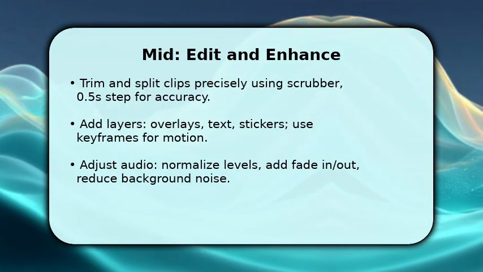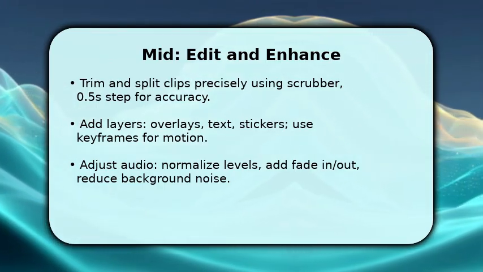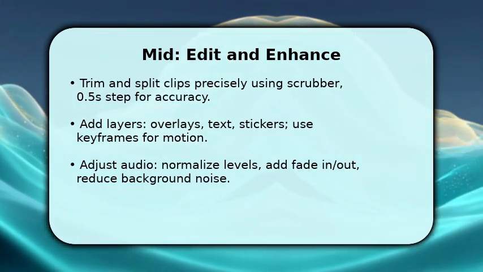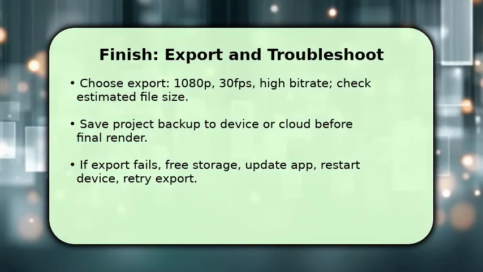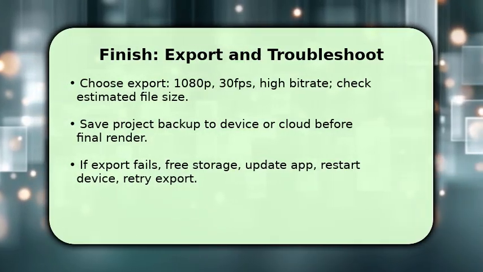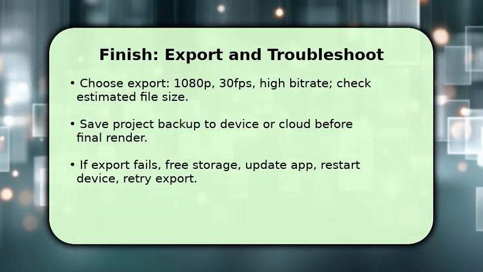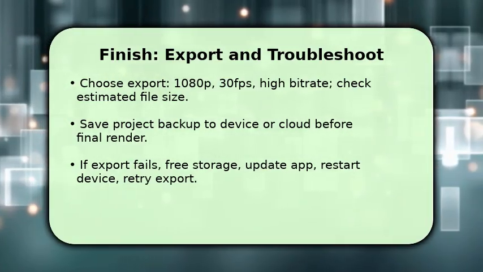For audio, normalize levels and apply quick fades at each cut. Reduce background noise and align music peaks so dialogue remains clear and balanced throughout the edit. To finish, check your timeline one last time and choose export with 1080p, 30 FPS, and a high bitrate for sharp results. This keeps motion smooth on most platforms.